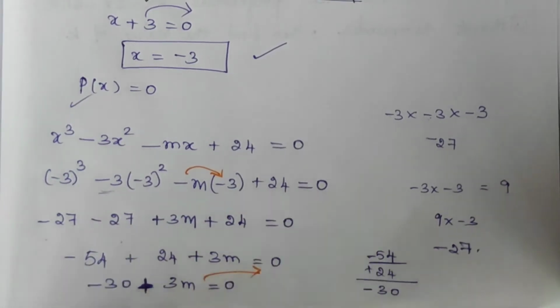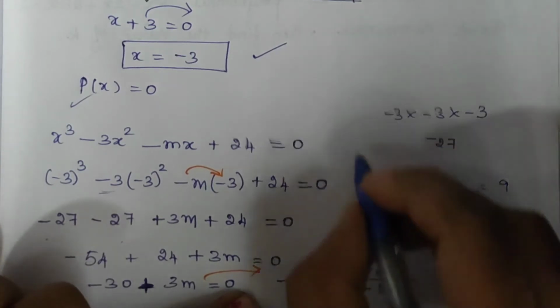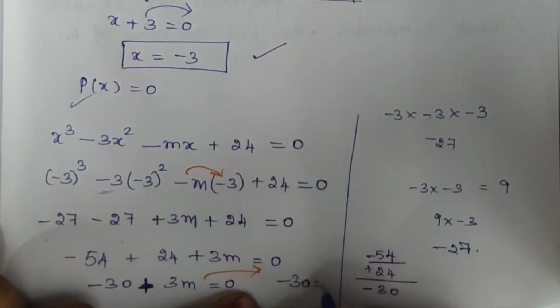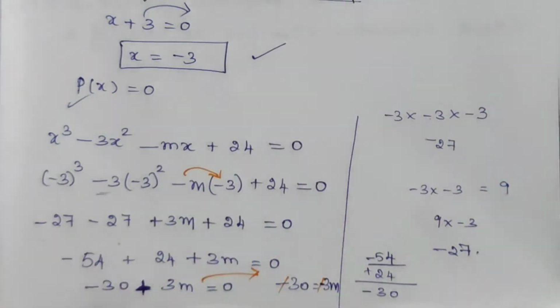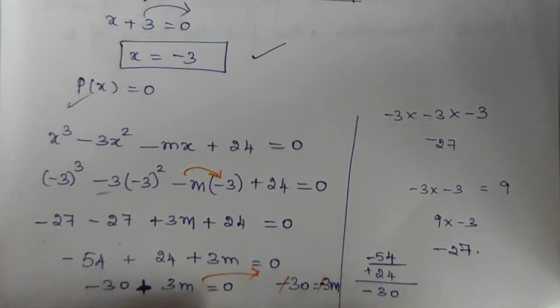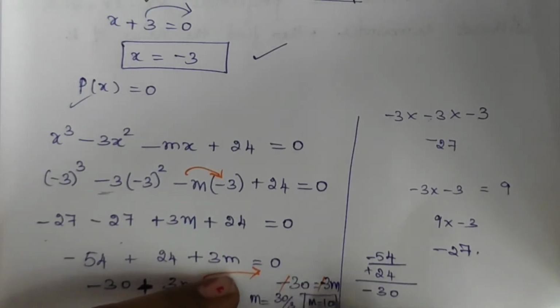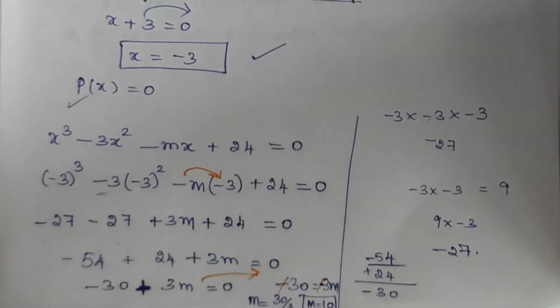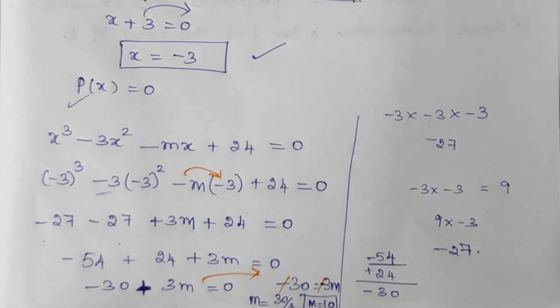Take this to the other side. So minus 30 is equal to minus 3m. Minus and minus will get cancelled. When you bring this 3 to the other side, m is equal to 30 by 3. Therefore m is equal to 10. This is what we are asked to find.